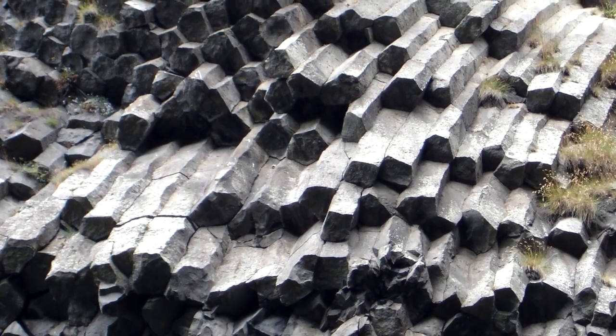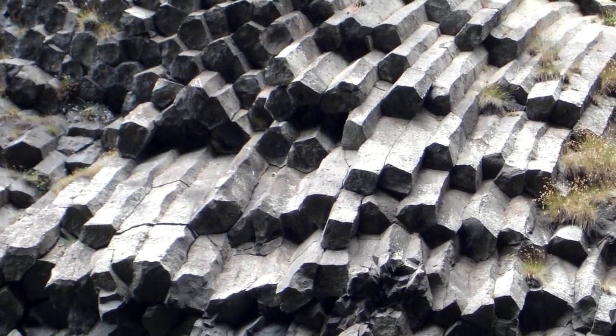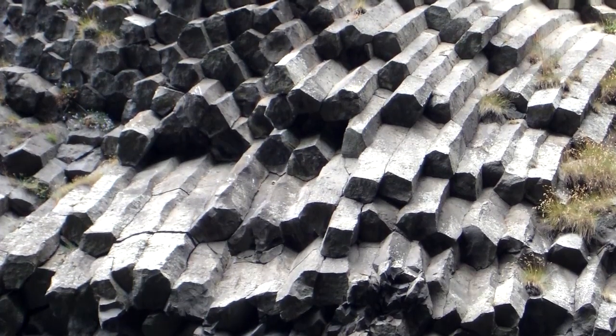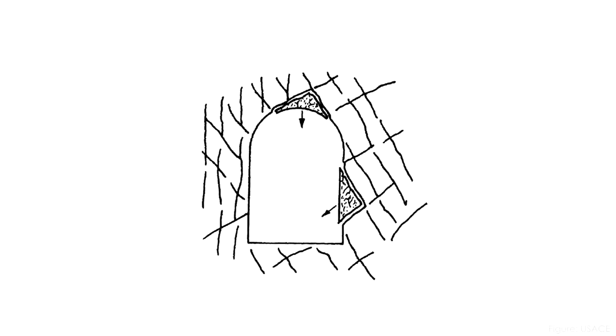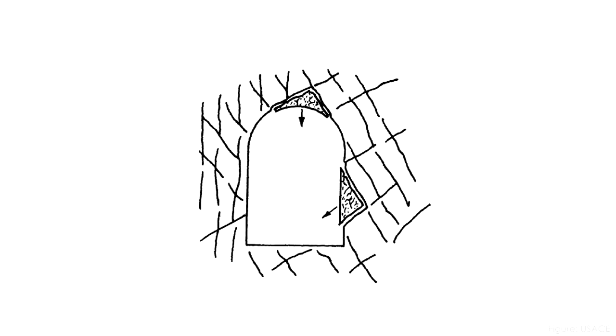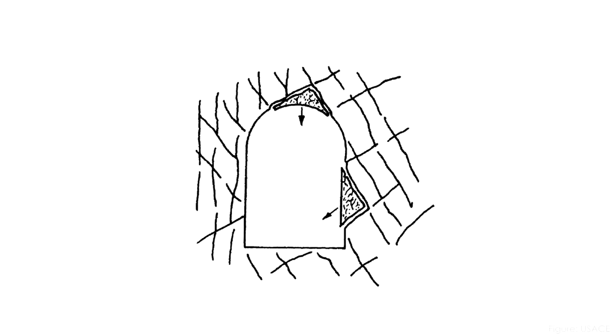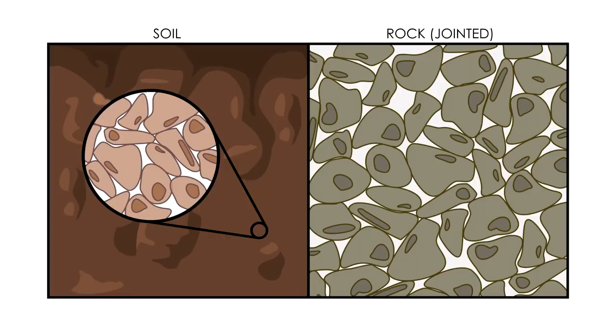In many cases, the jointing of rock follows specific patterns that can be observed and mapped. But the problem with joints is that they have no tensile strength, and so no ability to transfer tensile stress. You can see that jointed rock starts to behave more like soil, just with much larger particles. So even tunnels through rock often require some type of support to prevent collapse.